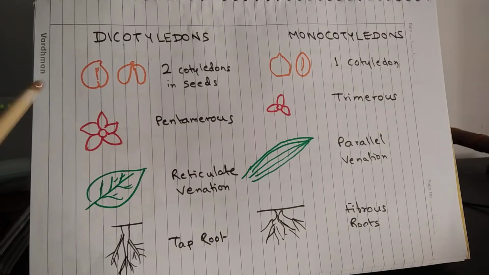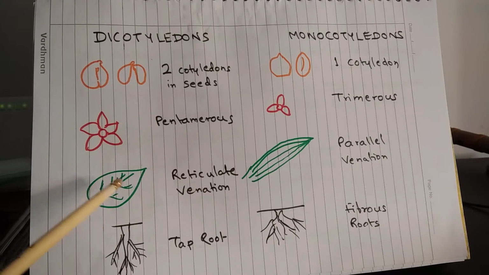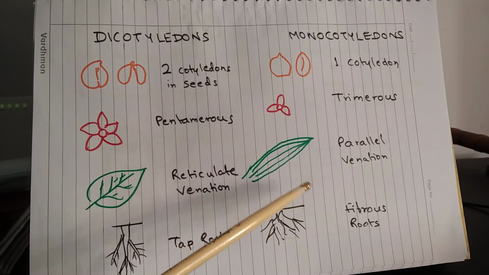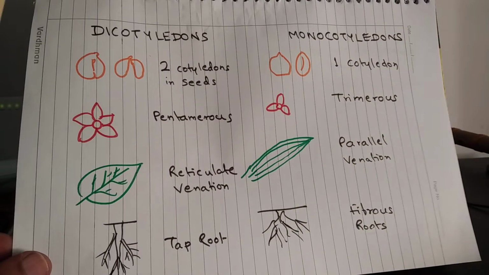Leaves of dicots have reticulate venation. So, the veins make a network-like structure. In monocots, parallel venation is seen in leaves. Dicots generally have a taproot system, but monocots have fibrous roots. So, these are all the key features of dicots and monocots.